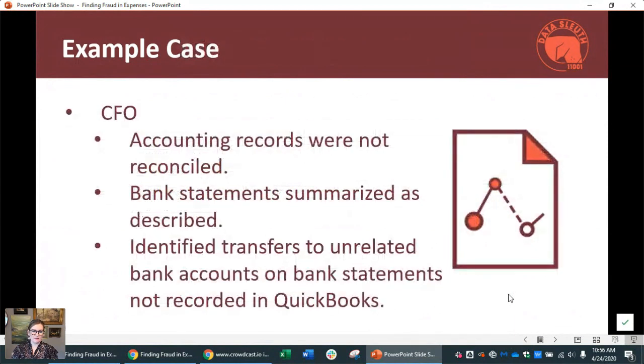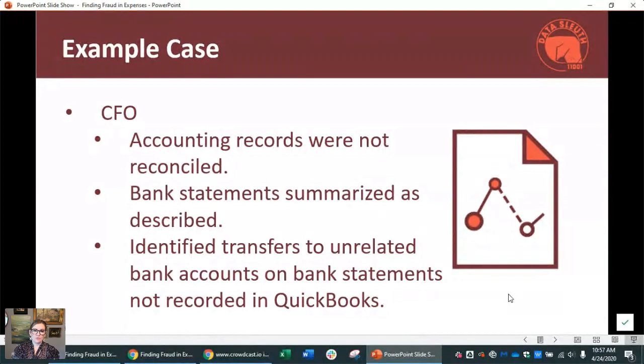So here's a couple of examples. First, I had this CFO and the accounting records were not reconciled, which is super common. I know as accountants, it kind of blows our minds, but they weren't reconciled. And the bank statements were summarized just as we described. We just looked for LLCs, Inc., transfers, whatever. So we identified transfers to unrelated bank accounts on the bank statements, but they had not been recorded in QuickBooks.